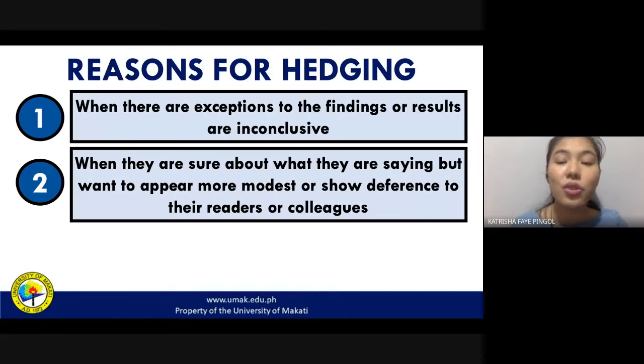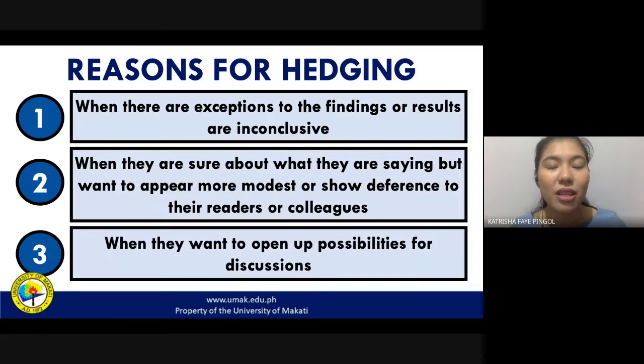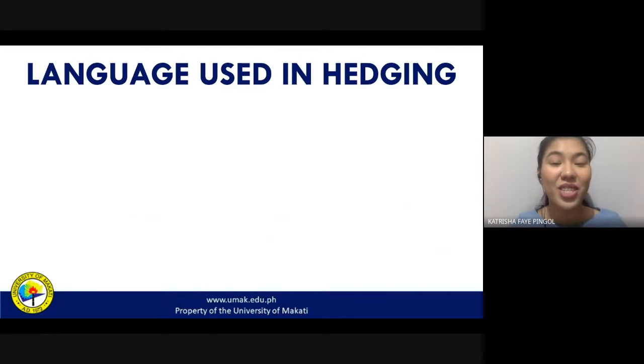Sometimes hedging is also used even if you are sure about what you are trying to say. Sometimes we are definitely sure that this is a fact. However, we still want to appear more modest, more down to earth, and we want to show deference to our readers or colleagues. So we use hedging. We also use hedging because we want to open up possibilities for discussion. We want to get people talking about what we have written, what we have discussed, and so on and so forth.